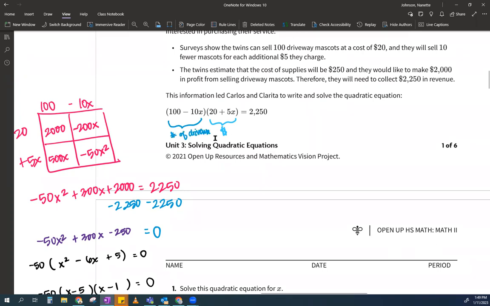Does that make sense? So the number of driveways times how much I'm charging gives me my profit.